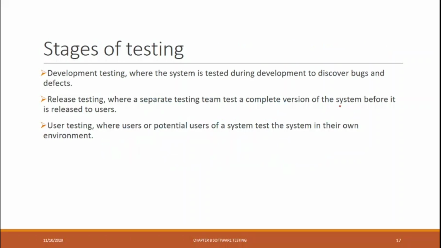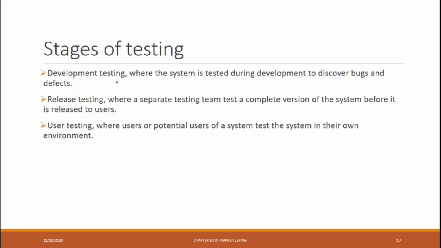So next is the stages of software testing. You have development testing, release testing, and user testing. These are the stages where the system is tested during development to discover bugs and defects, which are nothing but errors.